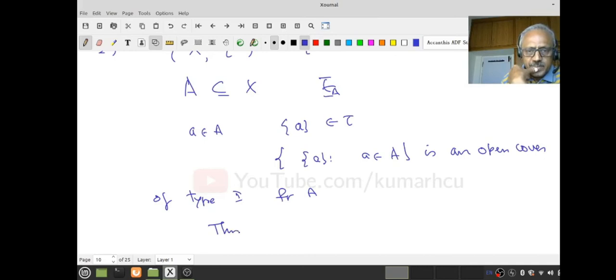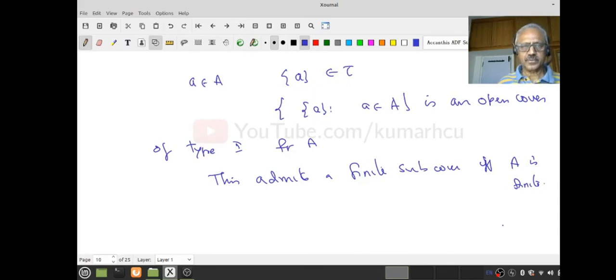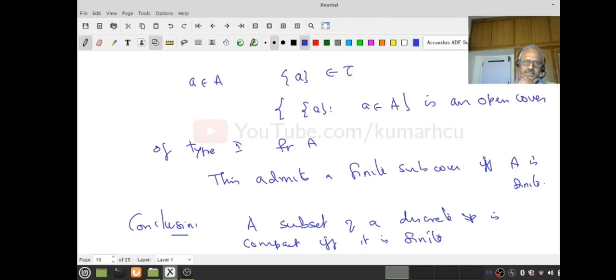So this admits a finite subcover if and only if A is finite, yeah? Because A equals the union of the singletons {a}, and you want a finite subset F, a subset of A, contained in this, that means A must be finite. Is that clear? So what have we concluded? You should learn how to do that also. So a subset of a discrete space is compact if and only if it is finite. The other way around is, the subspace topology on A will be the discrete topology.